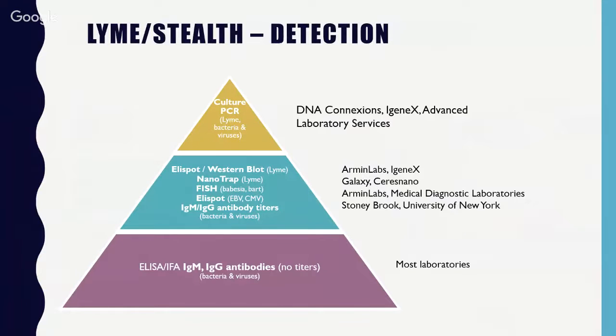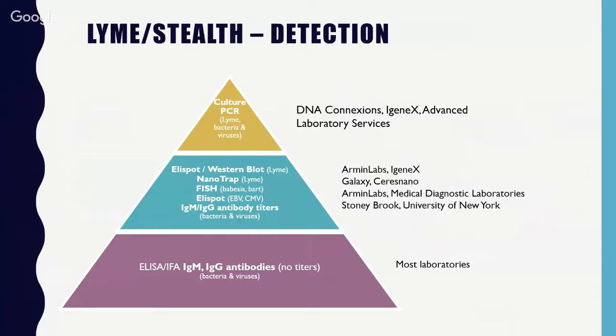So let's jump into talking a little bit about diagnosis or detection of stealth infections such as Lyme disease. And as you can see on this diagram here, there are a number of different options that patients and physicians have to start doing some testing to find out whether they could have Lyme disease or stealth infections. Would you like to maybe start off with talking a little bit about this, Raj, and some of your thoughts on the different tests?